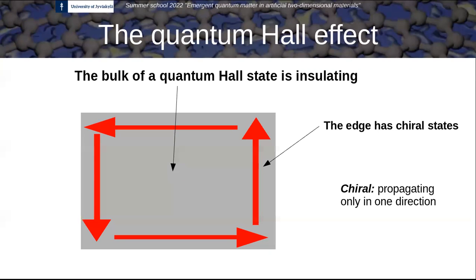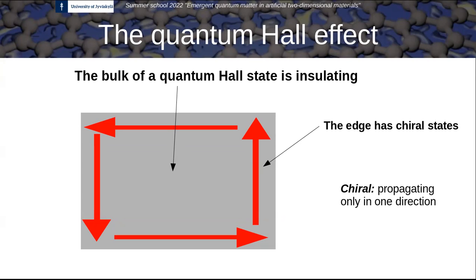So there's no state if you put the chemical potential within the gap of two Landau levels. But then at the edges of your sample, no matter how your edges are, you always have states that propagate in, let's say, this direction. So either clockwise or anti-clockwise. And the clockwise or anti-clockwise is essentially related to the sign of your Chern number.